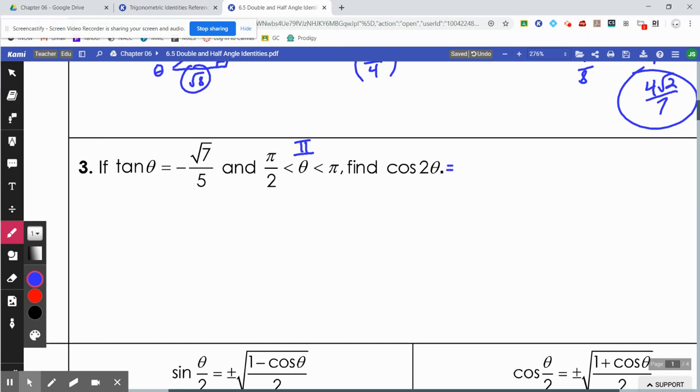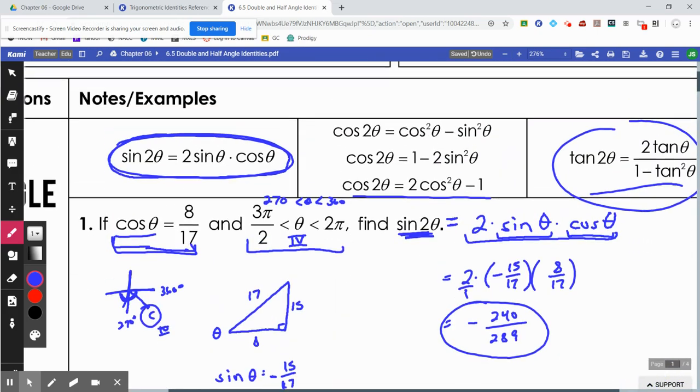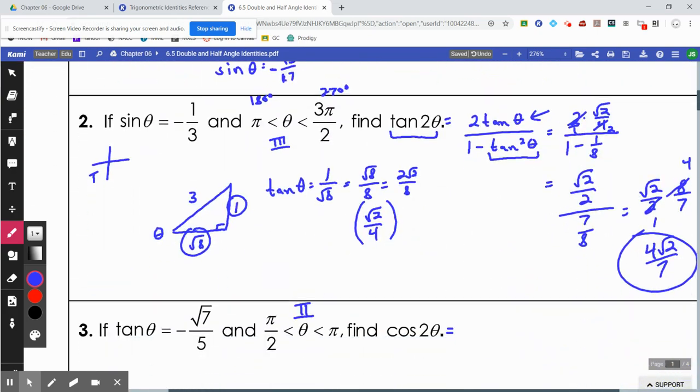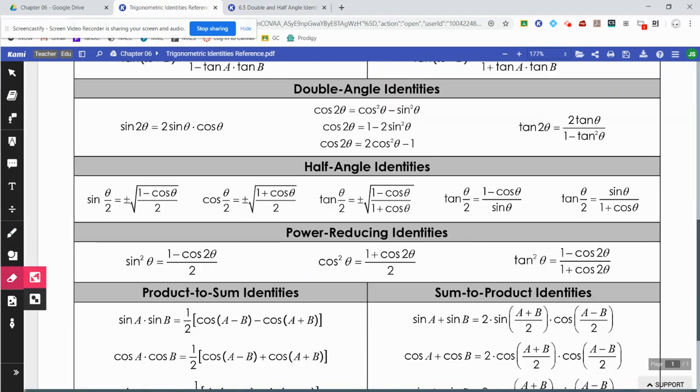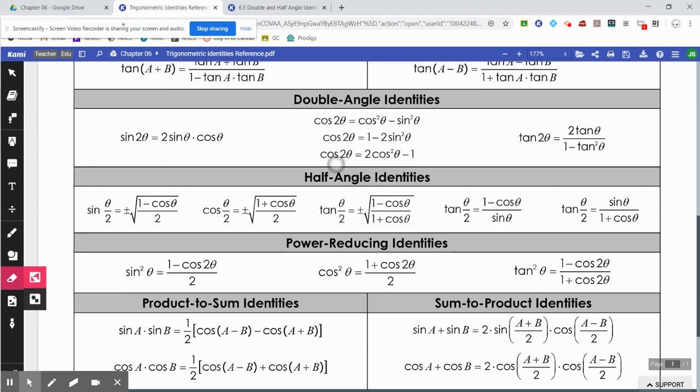Well, first off, we need to find the identity for the cosine of 2 theta. And we can either use these up here or we can use our identity sheet. Cosine of 2 theta is located right here. It's any of these 3 in the middle there. Now notice that depending on which one you use, this one involves cosines and sines. This one involves just sines. This one involves just cosines.